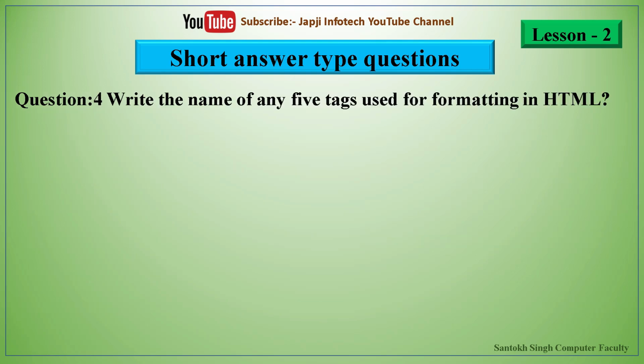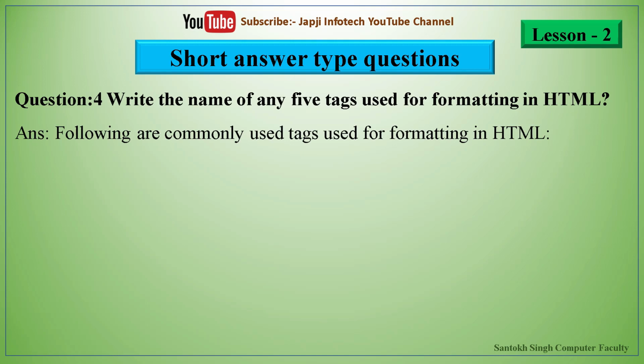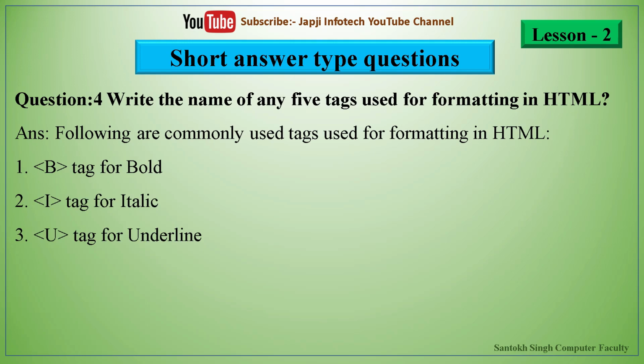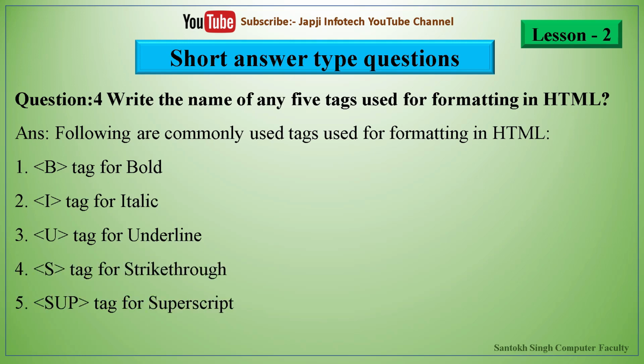attribute. And the fourth one is, write the names of any 5 tags used for formatting in HTML. So the following are commonly used tags for formatting in HTML. The first one is B tag for bold, I tag for italic, U tag for underline, S tag for strike through, and sup tag for superscript.